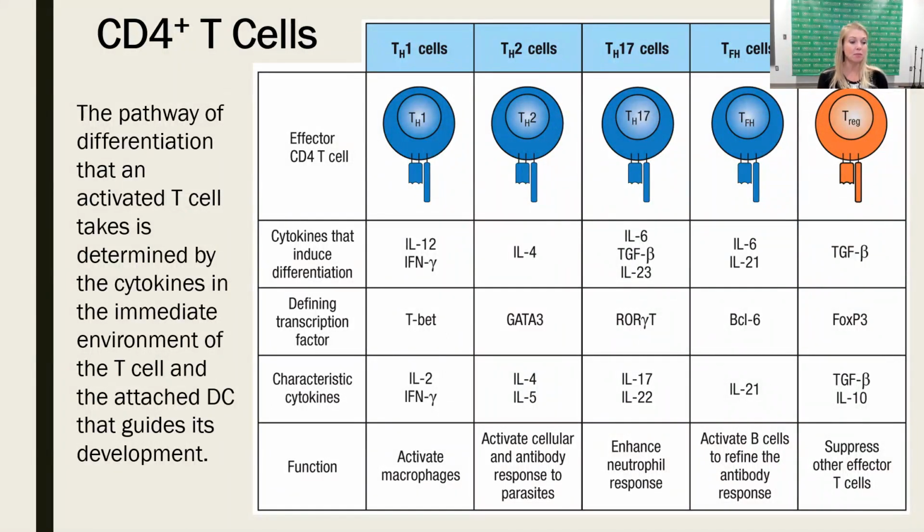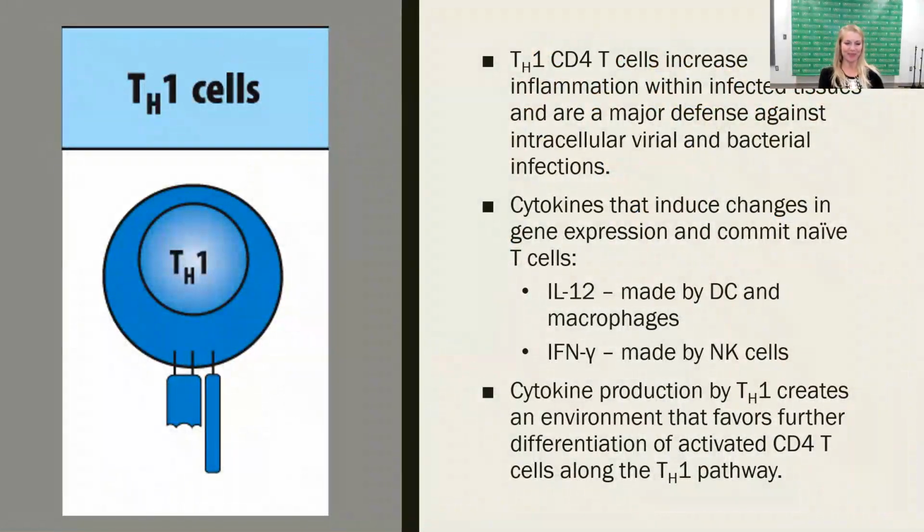But the pathway of this differentiation is going to be determined by the cytokines in the immediate environment, which will drive the helper cells to become a certain type of helper cell, but then will in turn drive the production of other cytokines that guide the cells as to their target cells and what they do. So let's look at each one of these individually, starting with T helper 1 cells. So these are all CD4 positive T cells that we're looking at, these helper cells.